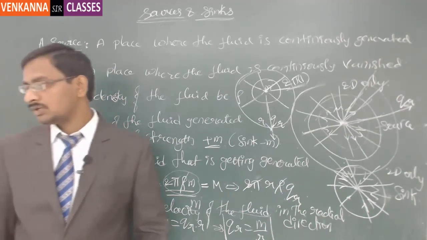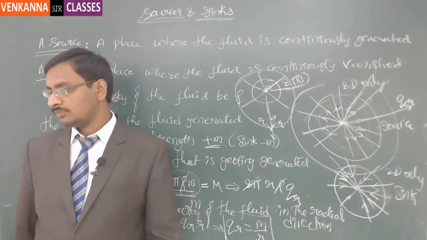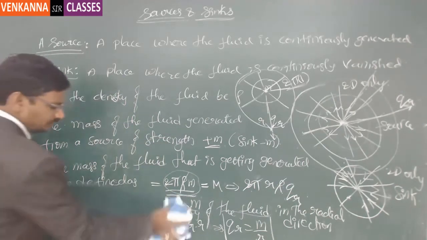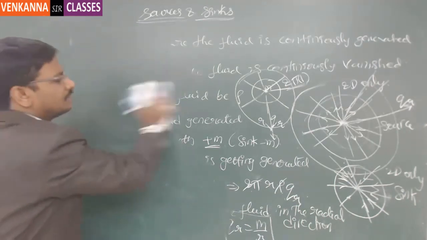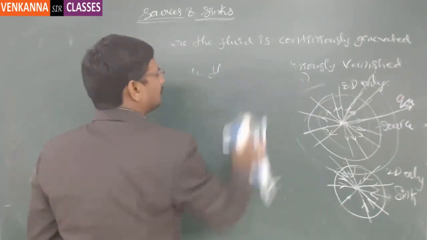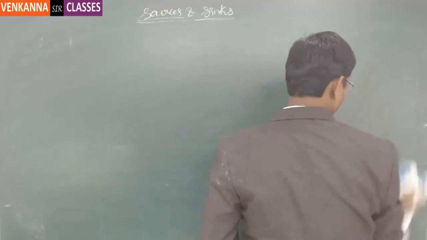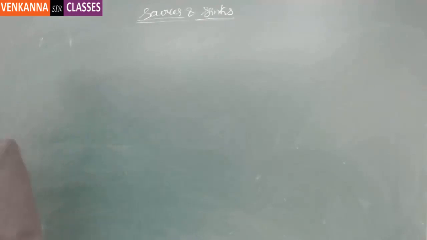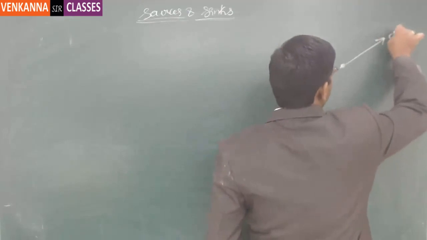Understood? Any questions? Fine? Okay. So from this understanding, what we have got is the radial velocity qr is equal to m by r. So this is the source and this is the radial velocity qr.